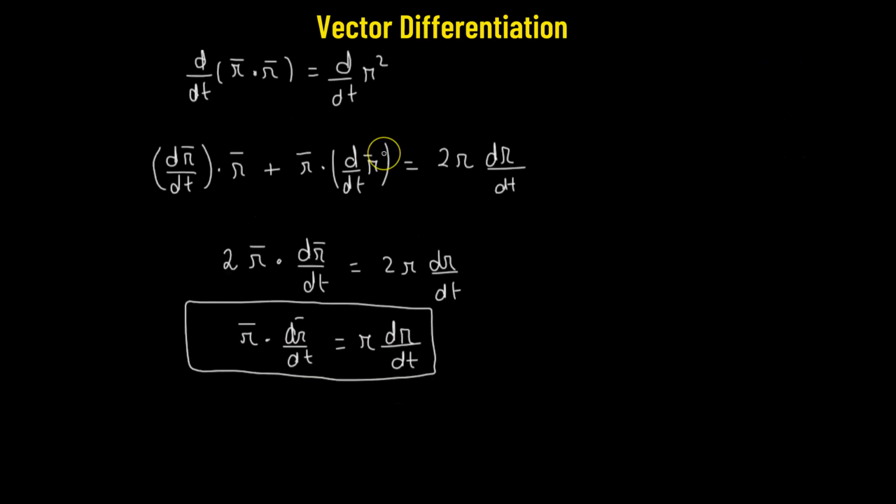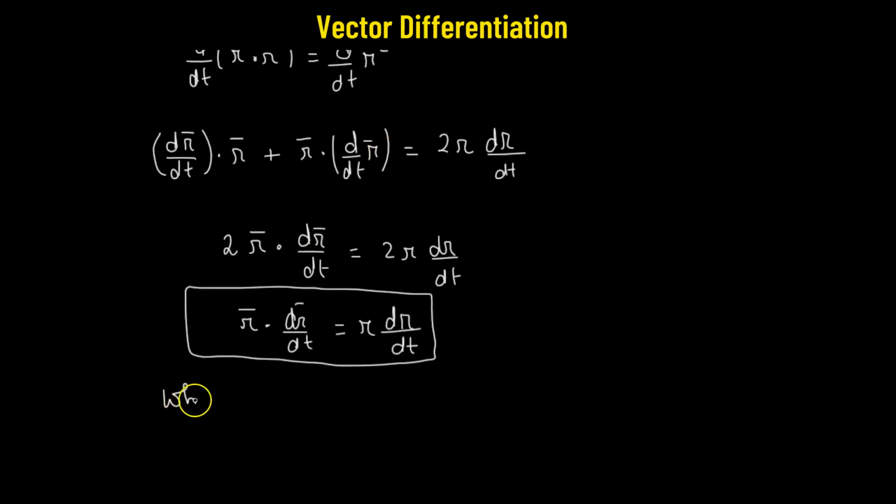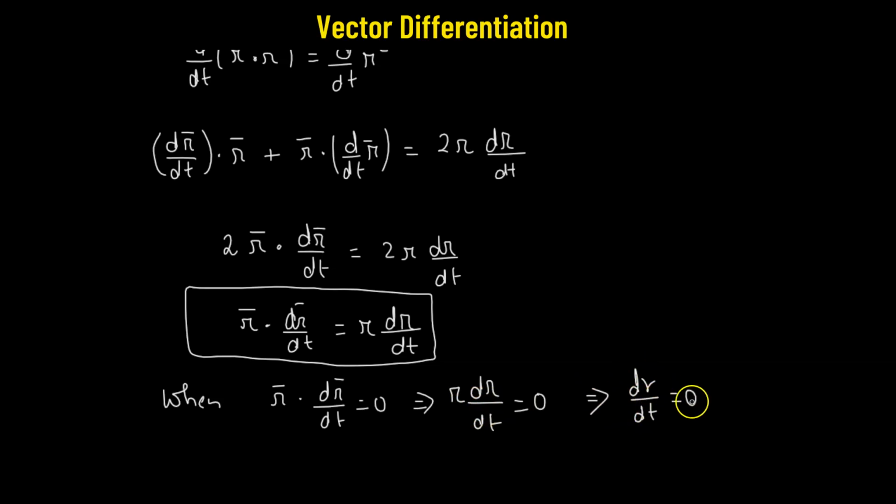Now coming to the interpretation part. Let's say the dot product between vector r and the first derivative of r with respect to t equals 0. That would mean that r dr over dt also equals 0. When this is 0, that means the derivative of r with respect to t equals 0, and that's only true when r is a constant. So whenever r is a constant, we can say that r vector dotted with the first derivative of r with respect to t is going to be equal to 0.